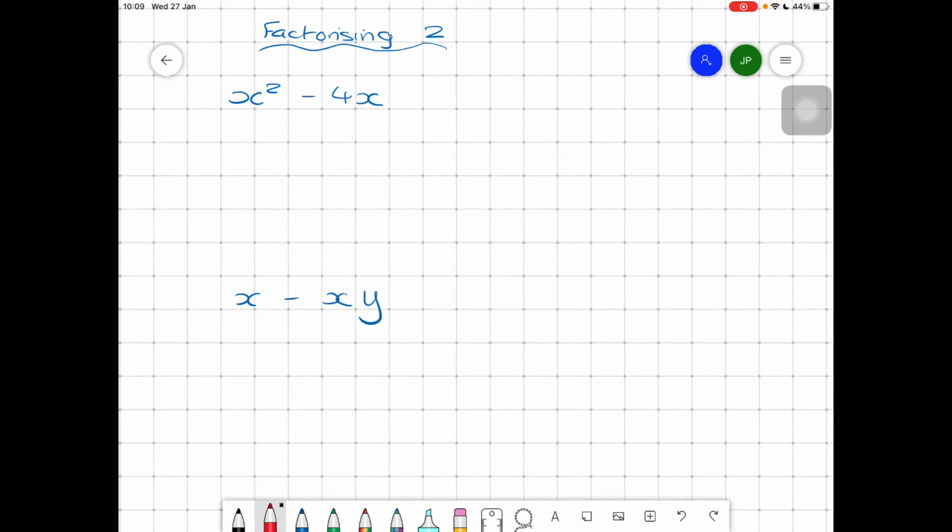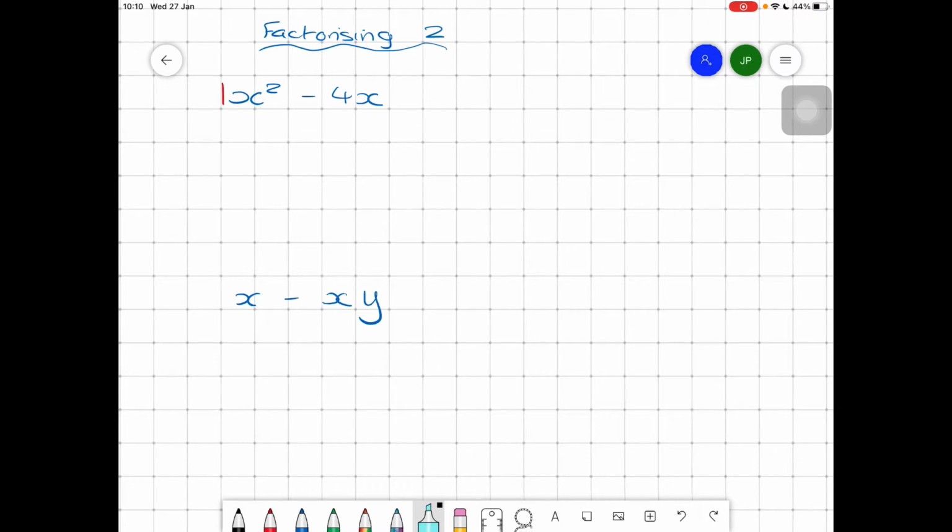So if we look at the first one, x squared minus 4x. Now, I'm hoping we remember if we've got an algebraic term on its own without a number, okay, we can always put a 1 in front of it, because it's 1x squared minus 4 lots of x. Now, that means the highest common factor of 1 and 4 is just 1, okay, so I don't need to worry about that too much. What I do need to think about is the letters, the variables I have afterwards.